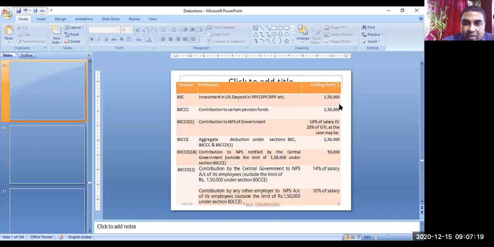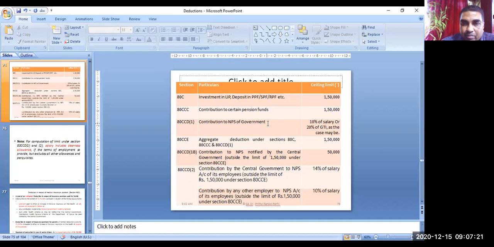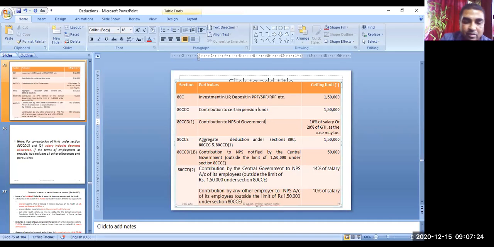Sir, NPS maximum is 50,000 per annum. No, I'm not asking about that thing. Here, I'm asking how much a person who is not an employee can contribute. As I told you, if he is a central government employee, how much can he contribute?